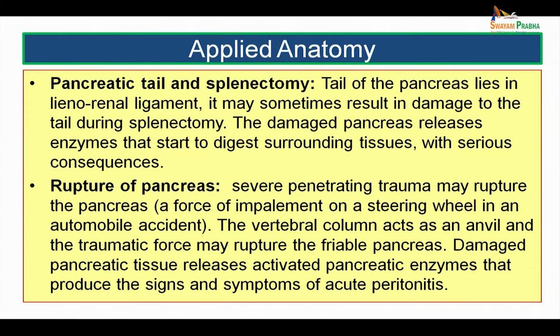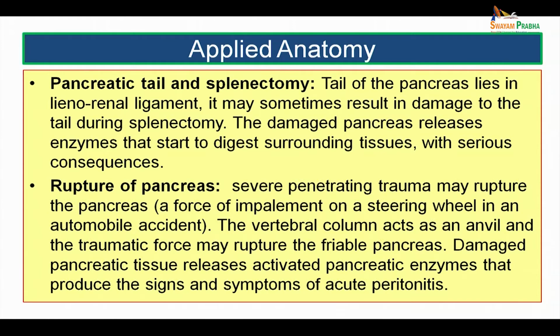The next applied anatomy point is the pancreatic tail and its relation to splenectomy. The tail of the pancreas, as we know, lies in the lienorenal ligament. It may sometimes result in damage to the tail during splenectomy. The damaged pancreas then releases enzymes that start to digest the surrounding tissues with serious complications.